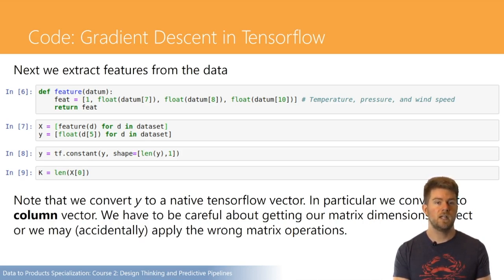And the first thing we do that's TensorFlow specific is we convert our vector Y to a TensorFlow constant vector. One more little detail is that in TensorFlow, we want to store this as a column vector. That's something that's implementation specific, but you do have to be careful about these matrix dimensions and things in TensorFlow, or you may accidentally end up applying the wrong matrix operations and your solution would not work.